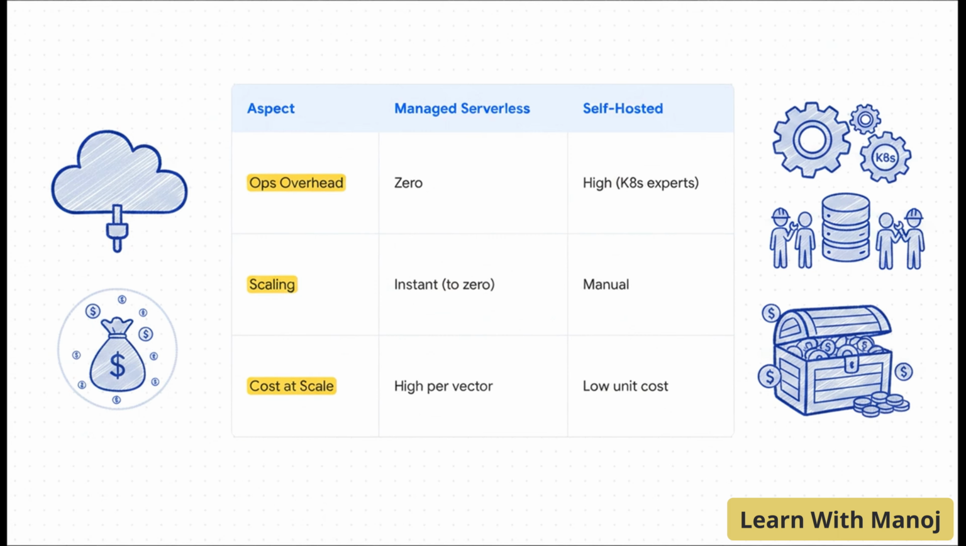A managed serverless service like Pinecone is just amazing for getting started. You have literally zero operational overhead, and it scales up and down instantly. The catch? Well, the cost for each vector can get pretty high as you grow. Then on the other hand, you can self-host with tools like Qdrant or Milvus. This gives you a much lower cost per vector at a huge scale, but that savings comes with a price. You need a dedicated team of expensive experts to keep the whole thing running smoothly.